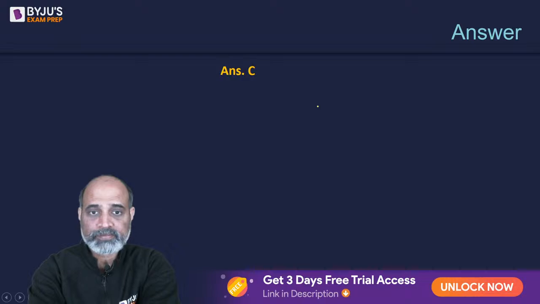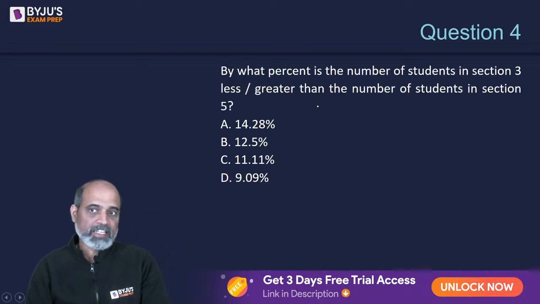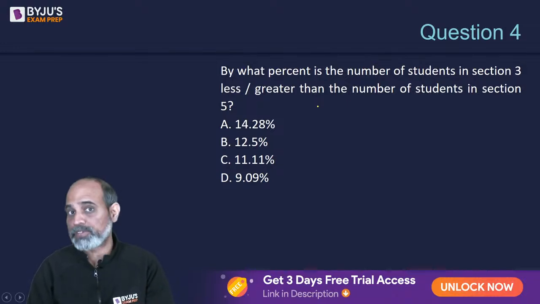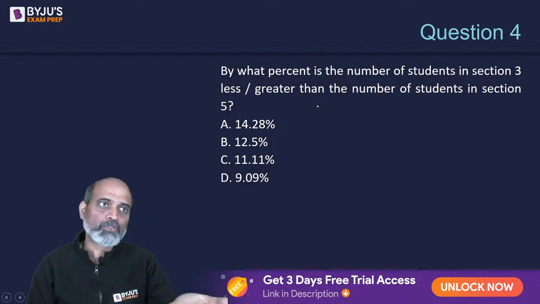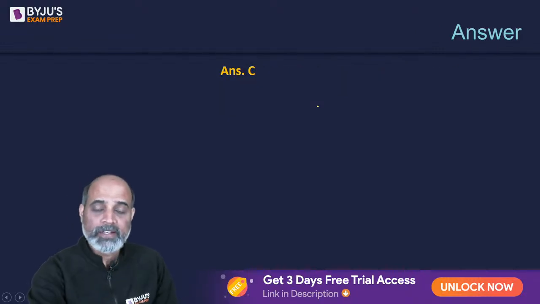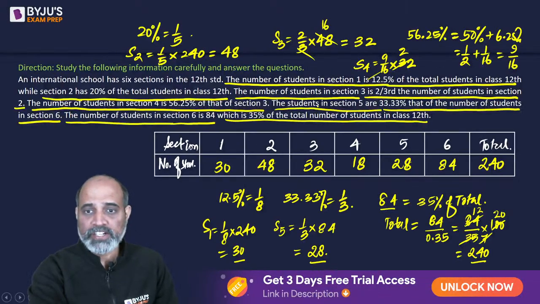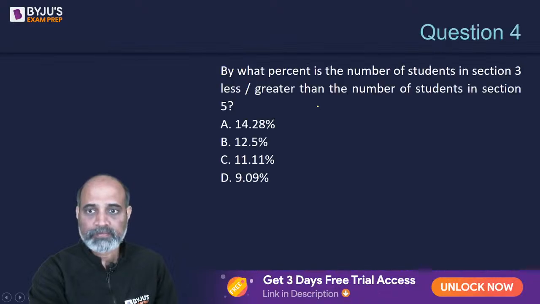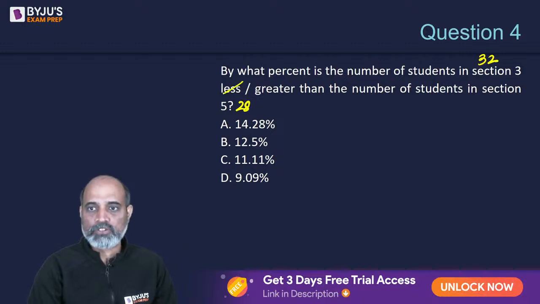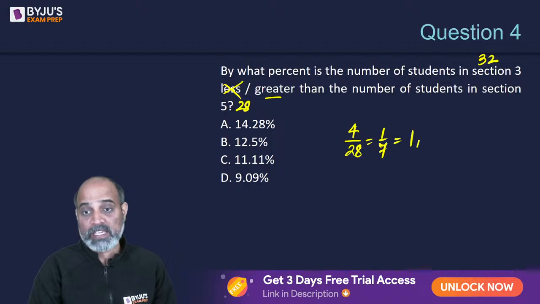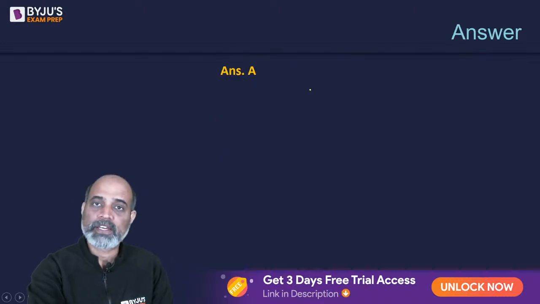Option C. Okay. By what percent is the number of students in section 3 less or greater than the number of students in section 5? So we need the relation between 3 and 5. The base, or the value with which we have to compare, is section 5, right? So 3 is 32, 5 is 28. It's not less, right? It's greater. How much more? So this is 4 more. 4 out of 28 is the same as 1 by 7, and 1 by 7 in percentage is 14.28%. So the first option, option A.